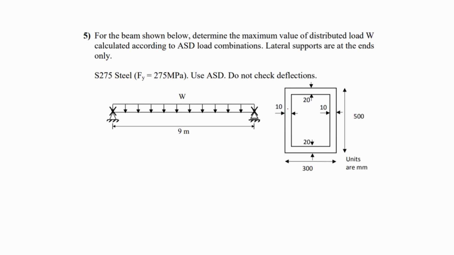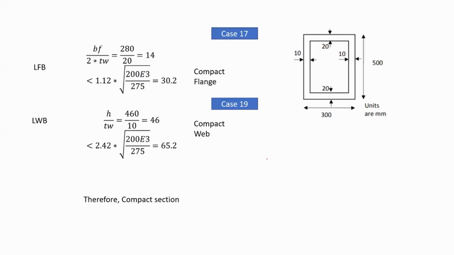So as you can see, we are given the section properties, all the dimensions as well, but we have to find what is the maximum distributed load that I can apply. So how would I solve this problem? First of all, I'm going to check for the compactness of this section. Now, if you check case number 17 and case number 19 from the AISC, you would get the flange compact and the web as well. Therefore, the whole section is compact.